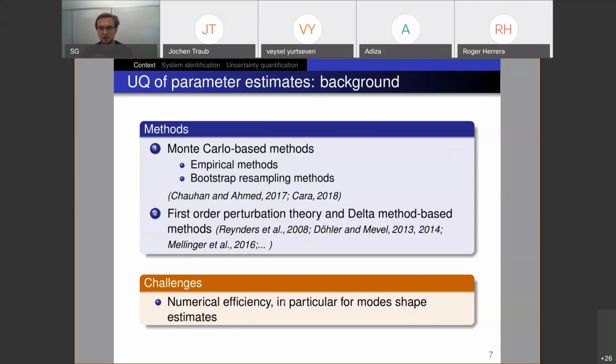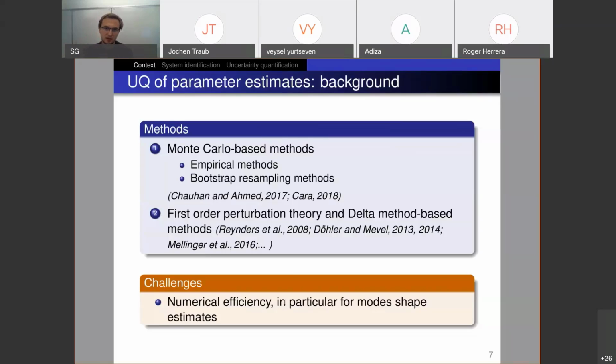The second group of methods are first-order perturbation methods, or delta-based methods, that rely on propagating the statistical uncertainty of our measurements onto our parameter estimates. And on those methods I'll be focusing today.